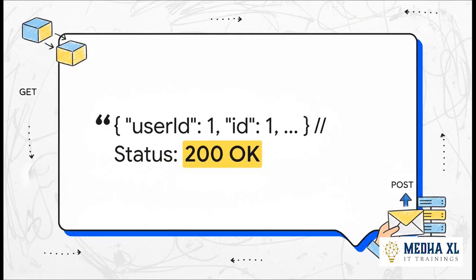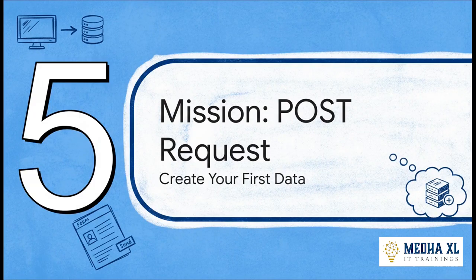Just look at that. In the response window, you'll see the data you asked for, a nice JSON object representing a blog post. And you see that status 200 OK? That's the universal code for everything worked perfectly. What a beautiful sight. Fantastic. You've successfully pulled data from a server.